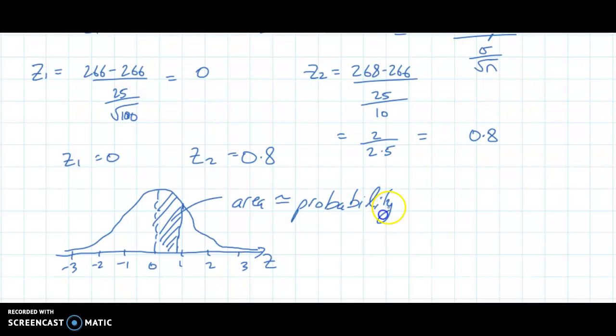The total area is 1. But the area of this slice is going to be far less than 1. The area from this dashed line the whole way to the left, for example, will be 0.5 or a half. So this slice is going to be way less than a half. So we're going to get an area associated with these two scores, and then work out the area of the slice.